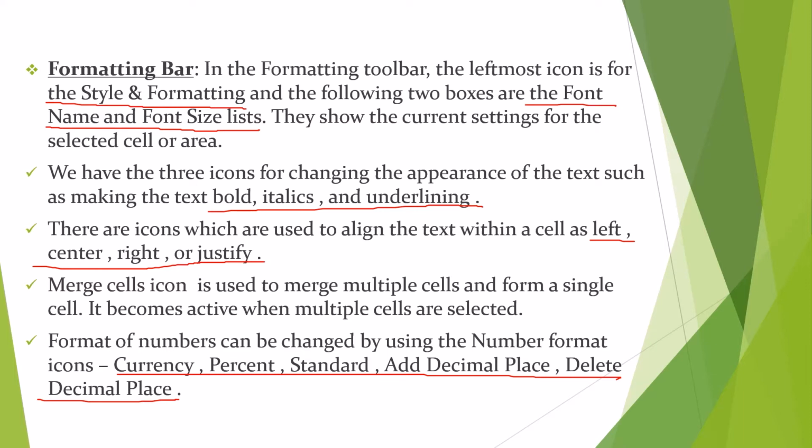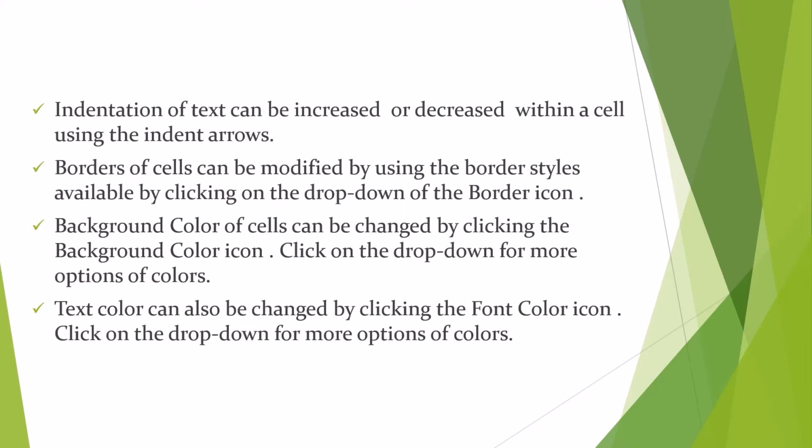We can also increase or decrease the indentation of text using the indent arrows. We can modify the borders of cell, means the outline you can see. And how can we do it? We can choose different border styles, and where are they available? They are available on the drop down of the border icon. Means just simply click on the border icon, drop down, then you can choose a number of border styles.